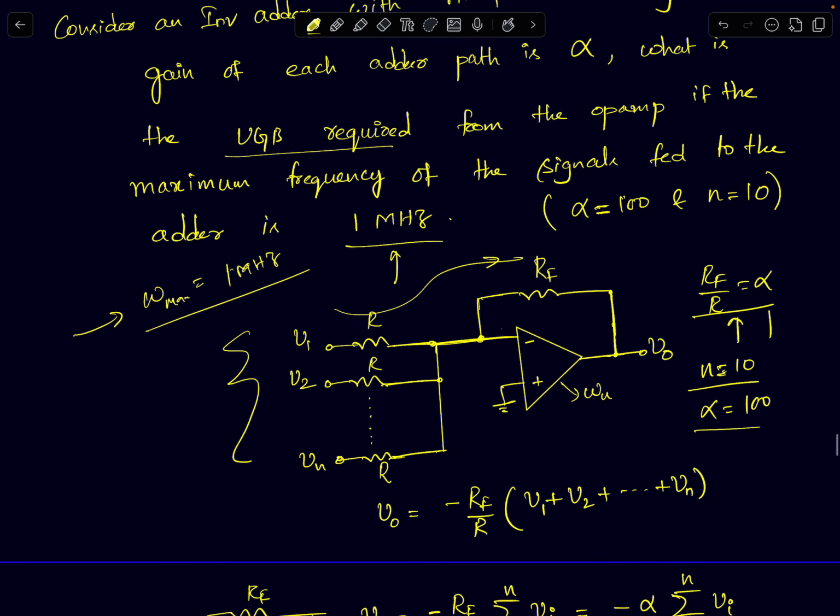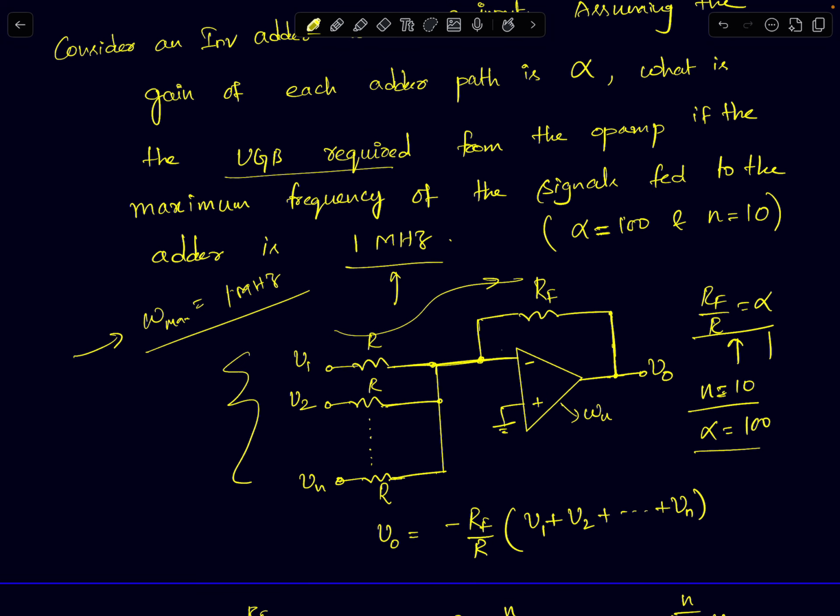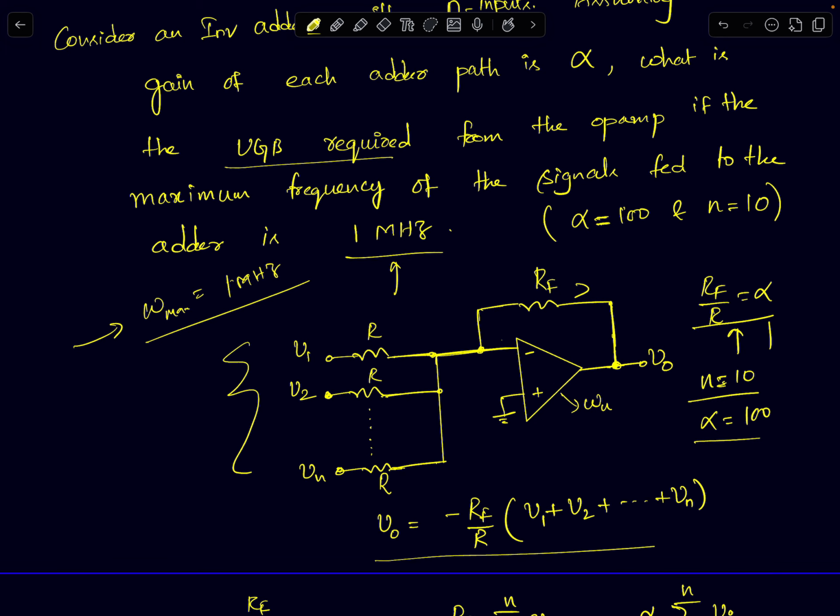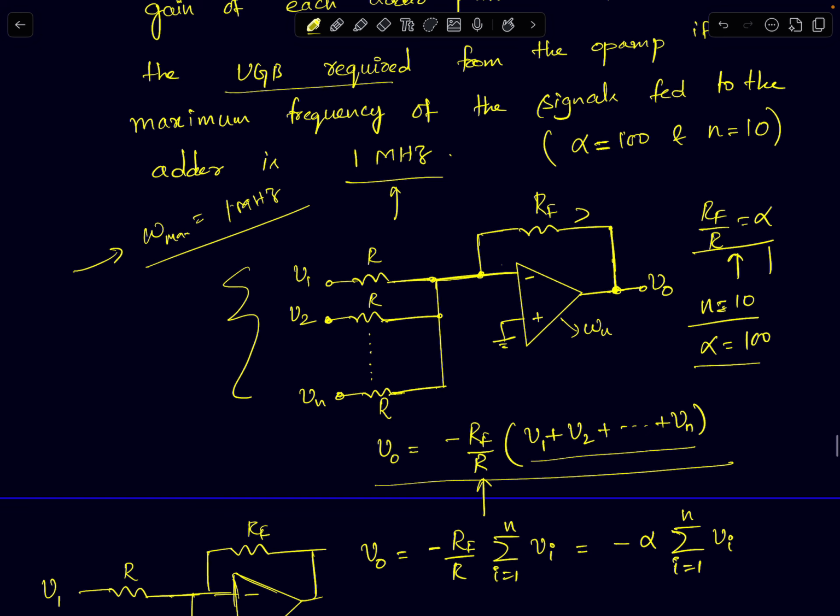So first I'll just write the expression for the output, so you can apply superposition. And I said when you apply superposition, the other resistors will not matter, only the current will flow through this path for each voltage signal, and you can easily show that the output voltage will be minus of RF by R. This is the path gain times the sum of all these voltages. Okay, that's the expression, and in this case my RF by R is simply alpha, so I have written minus alpha times summed over all these voltages.